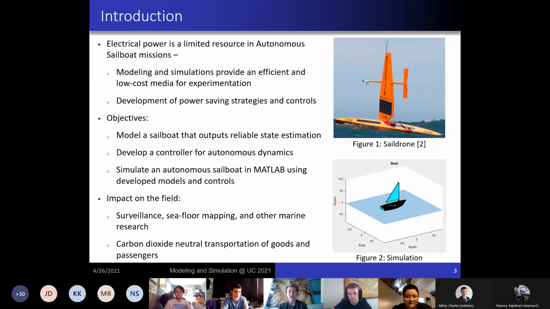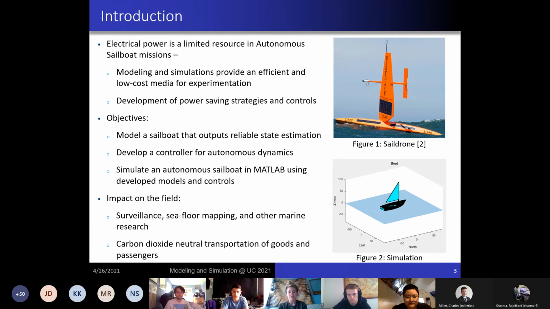Some clear objectives that we set out to accomplish were to model a sailboat that would output reliable state estimations; as reference to an actual sailboat, to develop a controller for autonomous dynamics so that no human input would be necessary; and to simulate an autonomous sailboat in MATLAB using those developed models and controls so that this simulation could be used for experiments in the future.